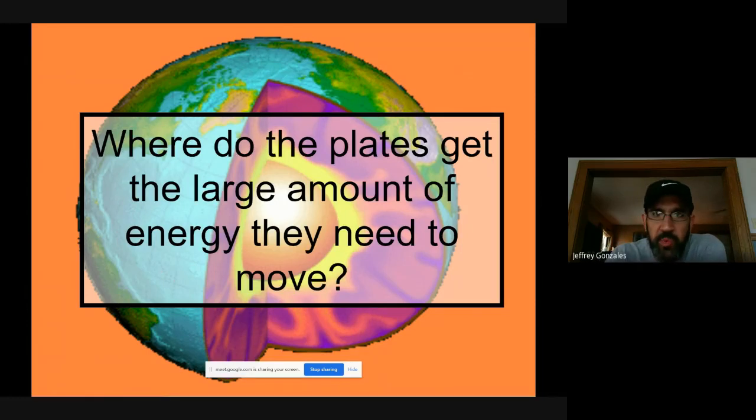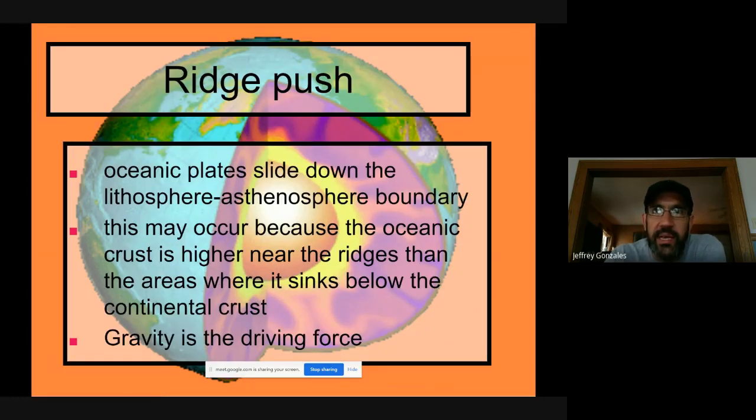So the first one is called ridge push. What ridge push basically says is that at the mid-ocean ridges, because they're at a higher elevation, gravity is going to push the plates down those ridges. They're sitting on top of the asthenosphere, which is in that putty-like state. Imagine you were on a sliding board that had honey on it, and you were at the top. Would gravity eventually pull you down to the bottom? Yeah, absolutely it would, but it would take a very long time. And that's why these plates move so slow.